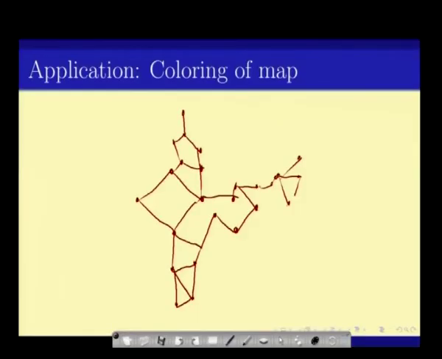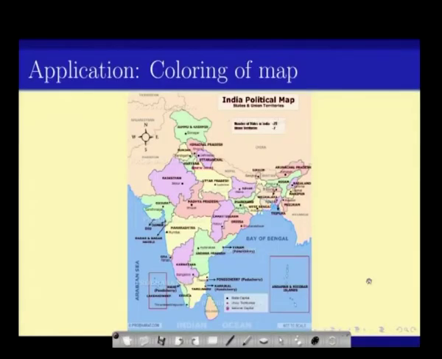And now, the question is how many colors do you need to color the map of India? Is 4 sufficient? Is 5 sufficient? Is 3 sufficient? And so on and so forth. One can ask various questions of that form. If we have an algorithm to solve it, then we end up coloring the map of India using that set of colors. So, this is an example of where graphs can be used for coloring of maps.